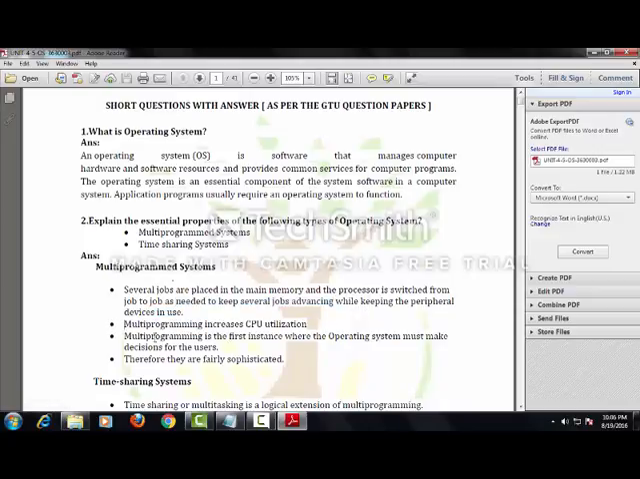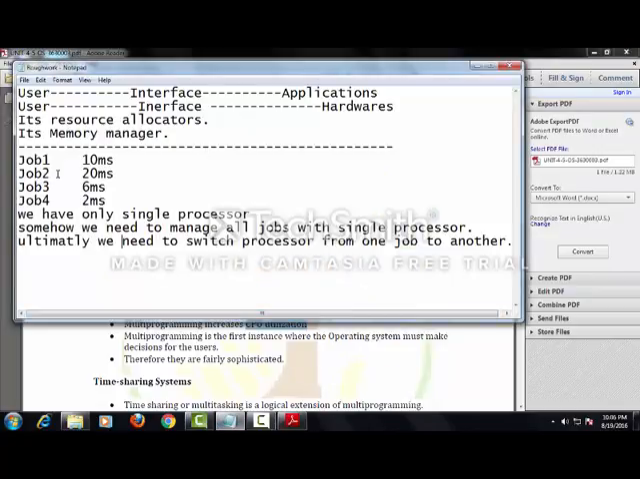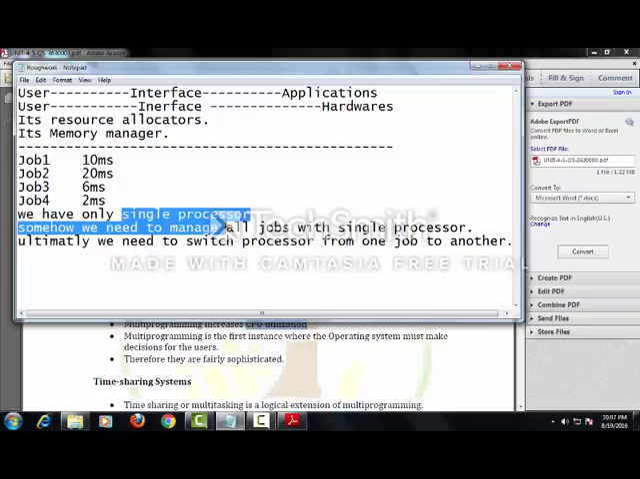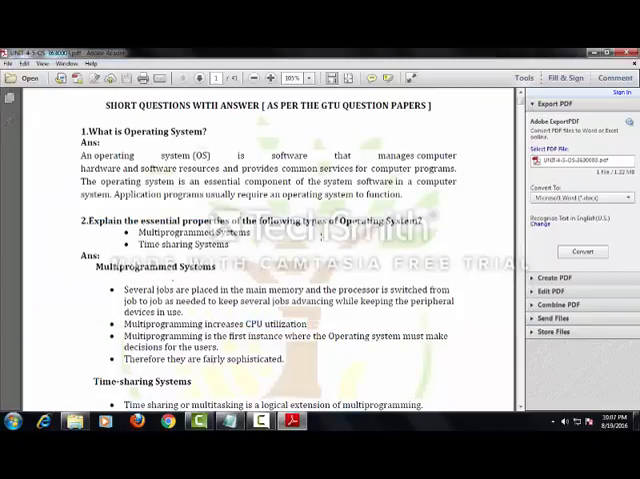Second point, multi-programming increases the CPU utilization. Of course, suppose we have 4 jobs and a single processor, so the single processor will manage all the jobs continuously, and we are taking much more time with a single processor. So somehow we are utilizing the processor. The processor is not idle at any cost, right? Continuously we are giving jobs for execution, so that is called the utilization of the processor, right?